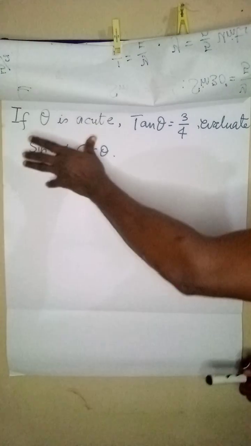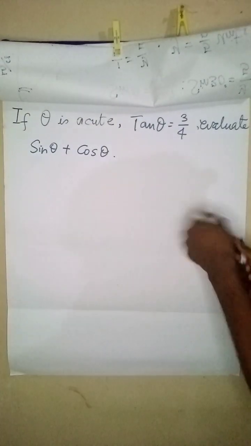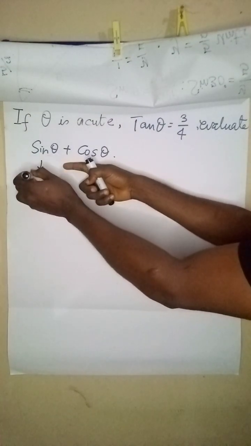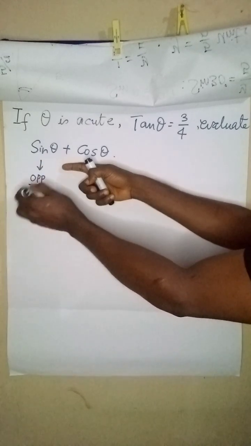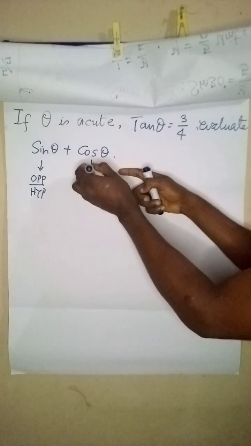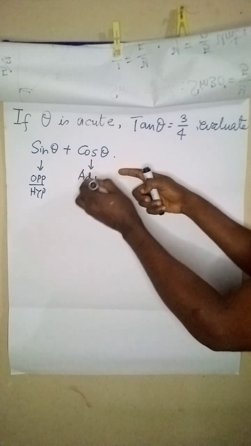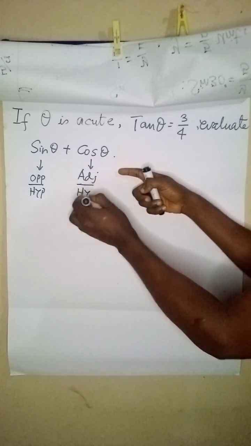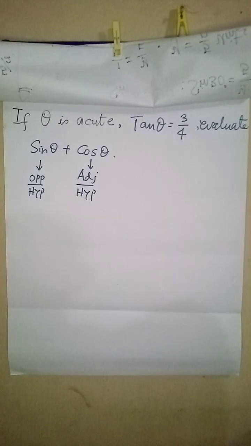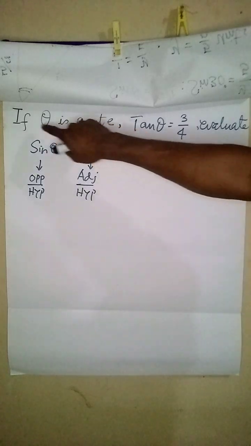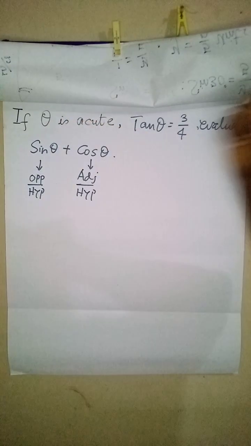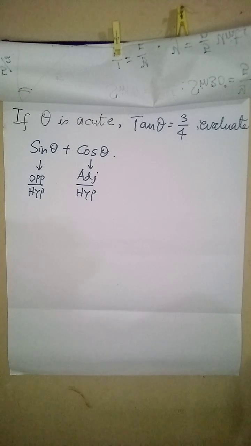So we have to evaluate it, but we don't know anything about this. The only thing we know is that sine theta is opposite over hypotenuse, and cos theta is adjacent over hypotenuse. These are the basic information we have concerning these basic trigonometric ratios. The good information here is that theta is acute, and so it gives us an idea that theta is between 0 and 90 degrees, and that can be embedded in a right angle triangle if we are looking at it in the quadrant.